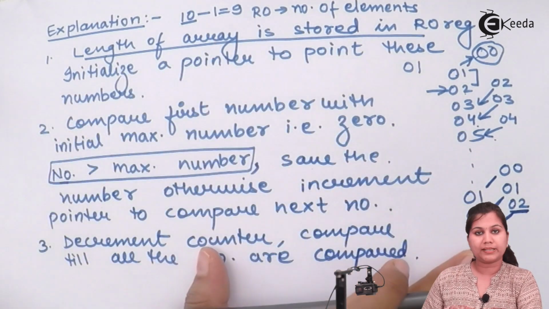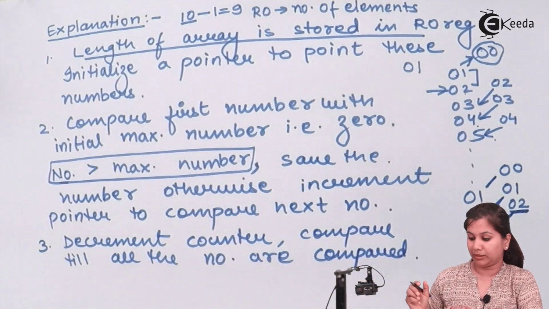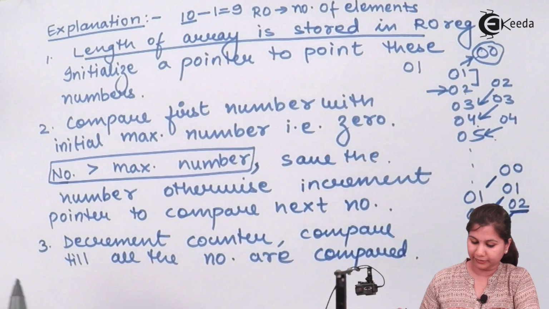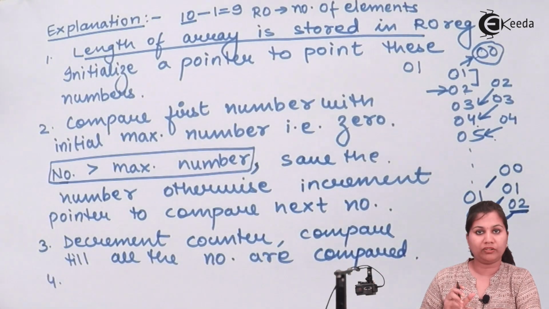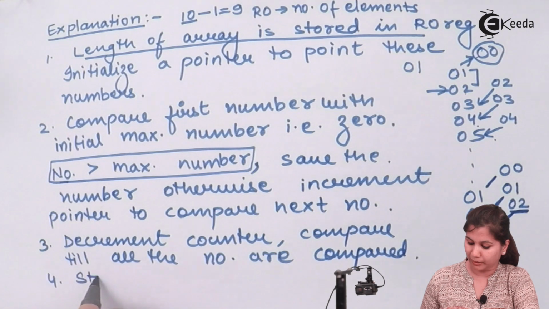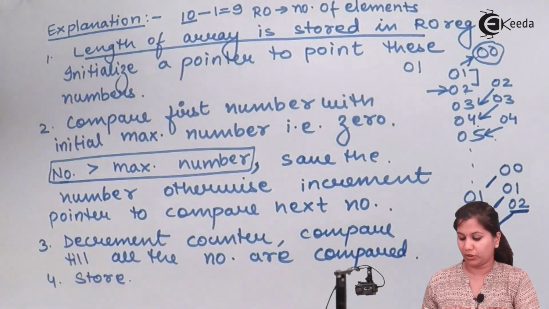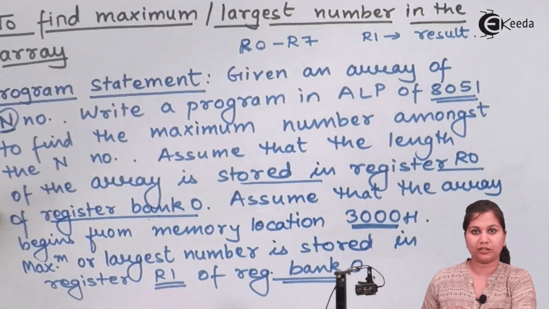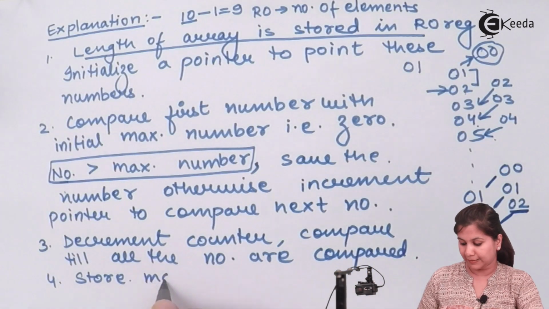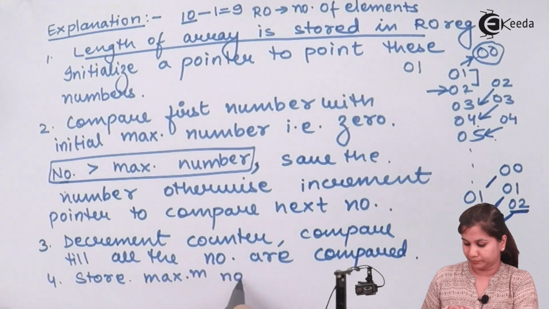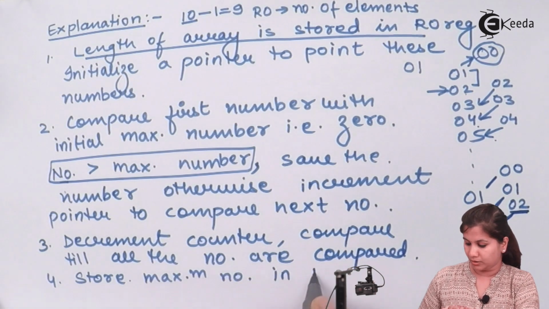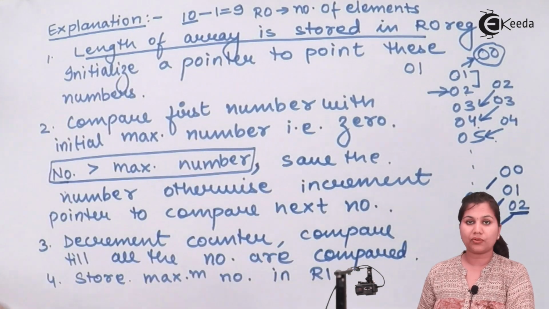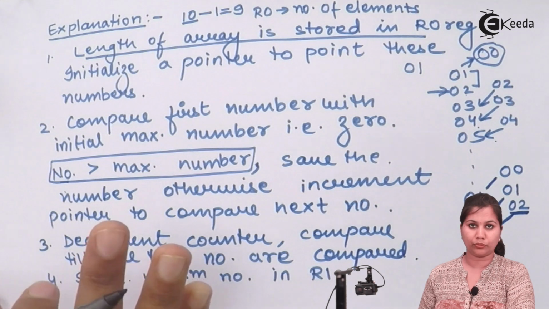Now when all the numbers have been compared, the maximum number will be in the accumulator. We have the maximum number, so that maximum number is to be stored in register R1 of register bank 0. It is given to us in the question. So store the maximum number in the R1 register. So these are the steps which we will follow to write our program.